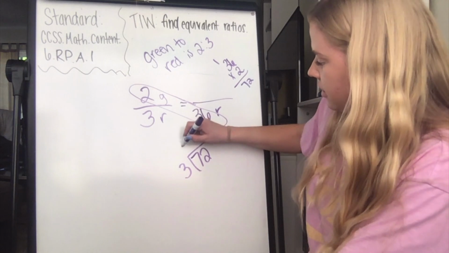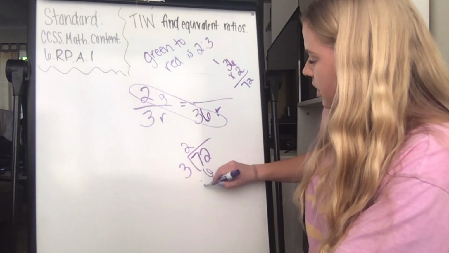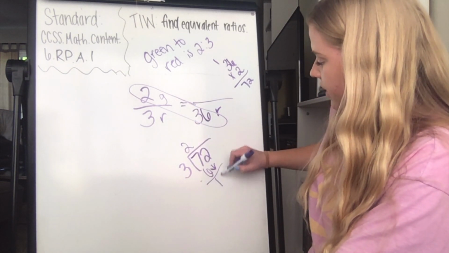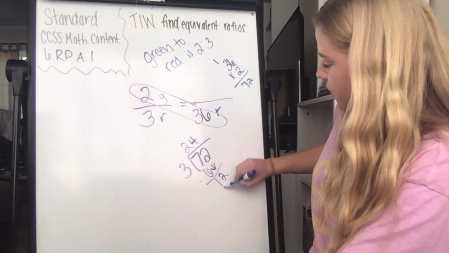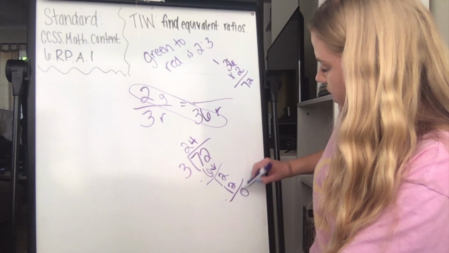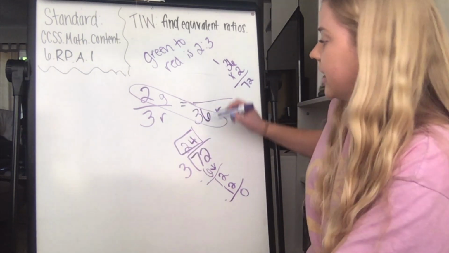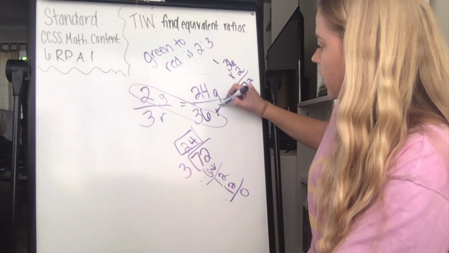3 can go into 7 2 times. 3 times 2 is 6. 7 minus 6 is 1. Bring down the 2. 3 can go into 12 4 times. 3 times 4 is 12. 12 minus 12 is 0. So my final answer is 24 green apples.